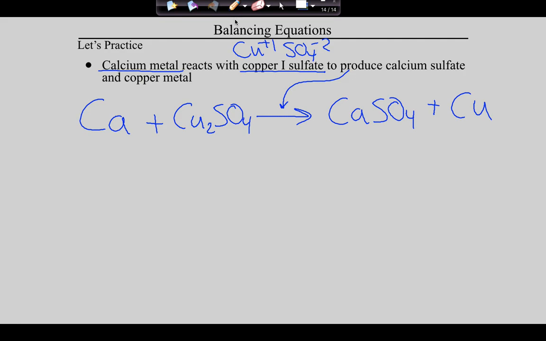So guys, we've got 1 calcium, 1 calcium. How many coppers? 2. Over here we've got 1, so we need a 2. Then we've got 1 SO4. Can we balance the SO4s? Yeah. 1 SO4, 1 SO4, and we're done. You okay? Okay.